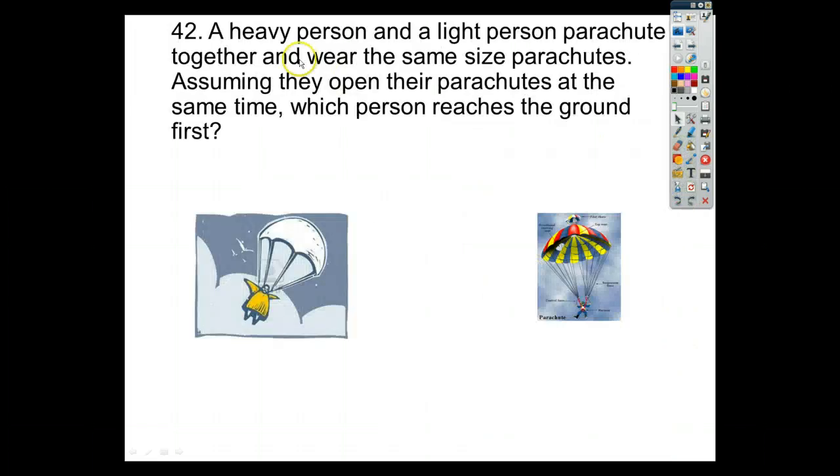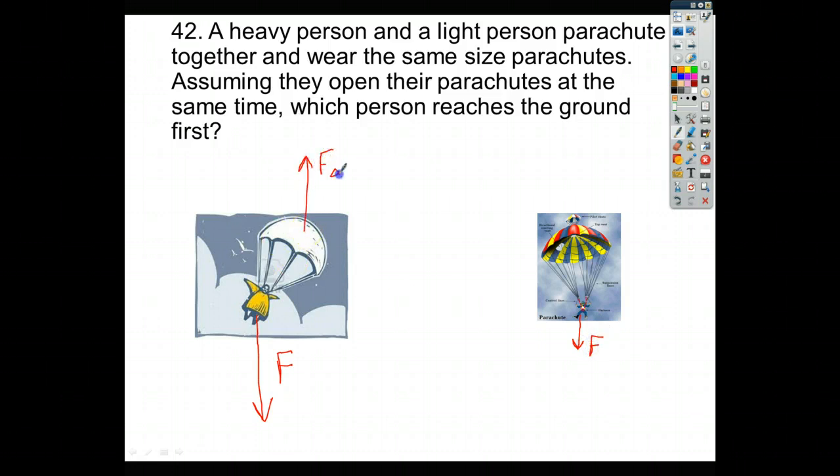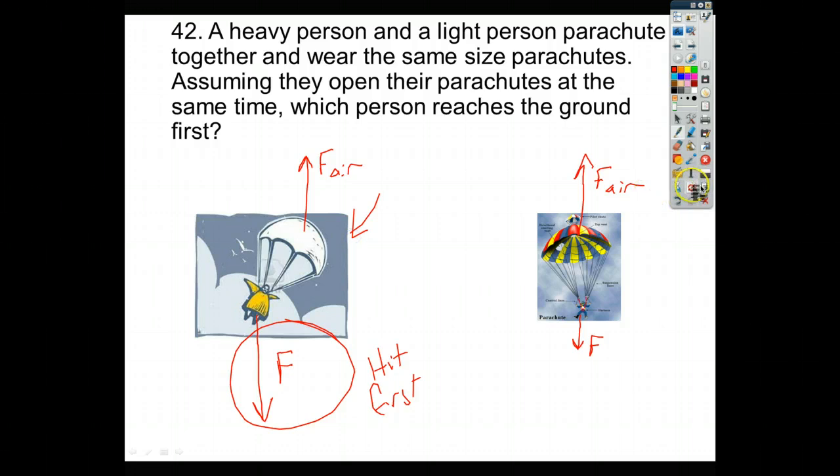Number 42, a heavy person and a light person parachute together and wear the same size parachute. So you'll notice the 2 parachutes are the same, but this person is much larger than this person. Assuming they open the parachutes at the same time, which one reaches the ground first? Well, this one's going to have a bigger force pulling down than this one because this person is smaller, but the force of the air resistance for each one is exactly the same. And so because the person that has the bigger mass has a bigger force in the down direction, they will hit the ground first. So the heavier person will hit the ground first.